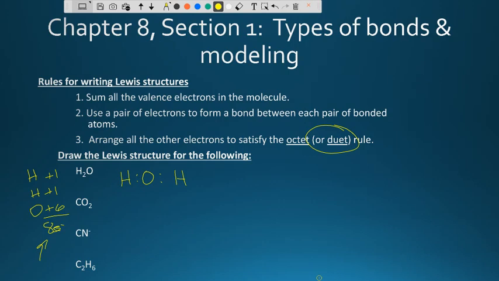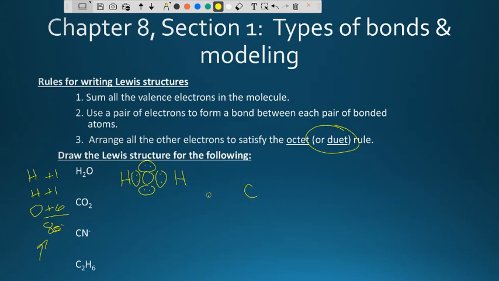So hydrogen is full. We have 4 more electrons, and so the only place that they could go is in unshared pairs around the oxygen. That is the Lewis structure for water then. Notice that we've got 1 shared pair here, 1 shared pair here, and then 2 unshared pairs on top and bottom of my oxygen. Okay, now let's take a look at carbon dioxide, a little bit different.